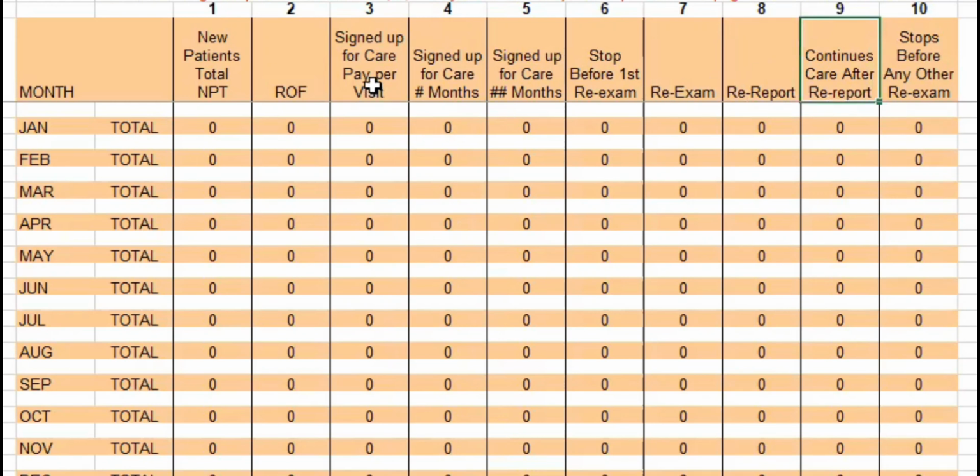Now, one of the things that oftentimes you will see is the number of people that sign up for pay per visit will equal the number of people that stopped care before their first re-exam. How come? Because all they wanted was to feel better. And the reality is most people feel better within the first 12 visits. And therefore, that number might be a number you're really happy about, right? Again, it just depends on how you're practicing and what you're trying to accomplish.